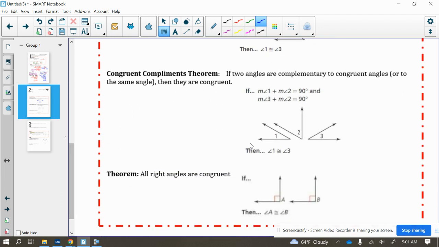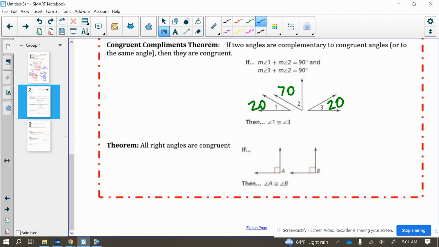Same idea with complementary angles. If two angles are complementary to the same angle, then they must be congruent to each other. So if this time angle 1 and angle 2 are complementary, they would add up to equal 90. So if one's 20, the other's 70. Well, they're also telling us angle 2 and angle 3 are complementary. So again, this added up to equal 90. This would have to be the same value. Thus, angle 2 and angle 3 are both 20. They're congruent to each other.